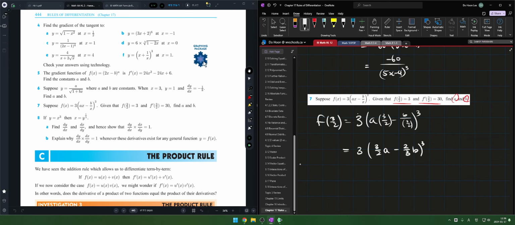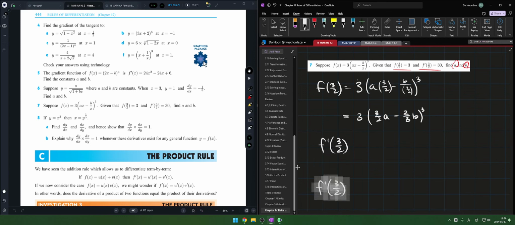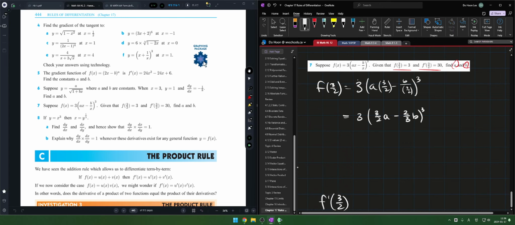But let's try to find f prime of 3 over 2. The first thing I have to do is find f prime, so I'll grab this and put it down here. Hi Jeffrey. If we find the derivative of the function, wouldn't it become a simpler expression? Then we can plug in the number. Oh wait, no. Yeah, being silly.